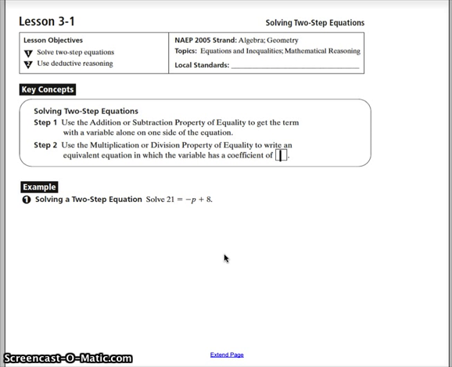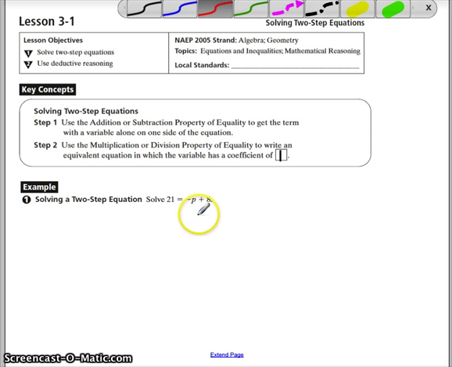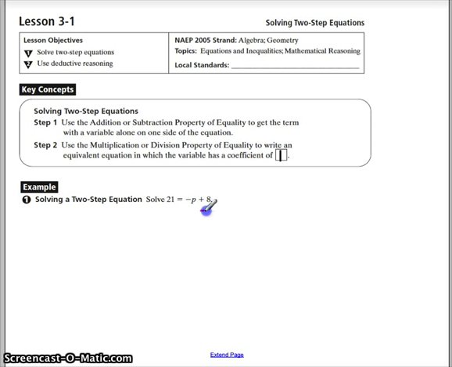So let's look at our first example. We have the equation 21 equals negative p plus 8. The first thing, using our rules here, is to undo the addition or subtraction. In this case, we're going to get the variable by itself, and we're going to get rid of this plus 8. The opposite of adding 8 is subtracting 8. So the subtraction property of equality allows us to subtract 8 from both sides of the equation.